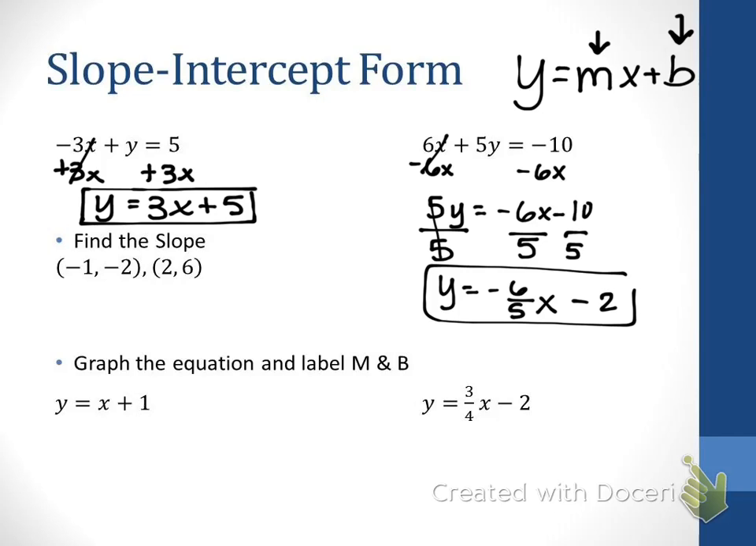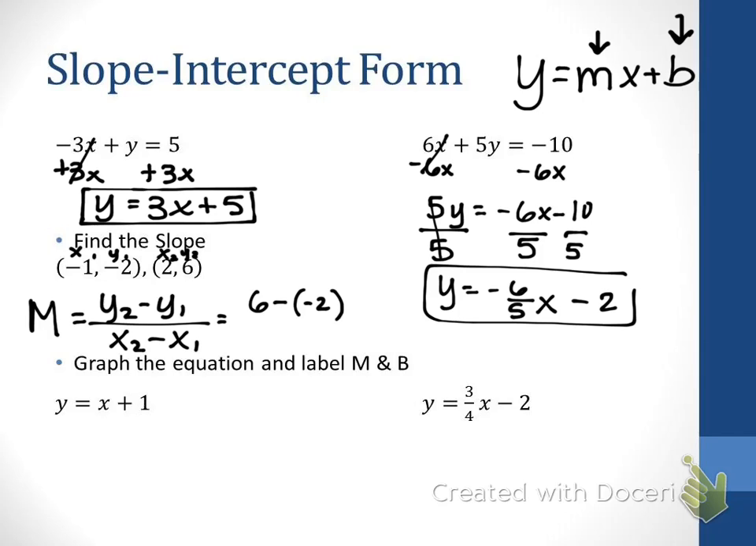Okay, finding slope. So what I want to do now is I need to find slope, and they've given me 2 points. So who can tell me the equation that I use to find slope? Valentina? Very good. y2 minus y1 over x2 minus x1. So we label our ordered pairs x1, y1, x2, y2, and we just plug in. 6 minus negative 2, which is going to change it to a plus sign. Then 2 minus negative 1, which again changes it to a plus sign.